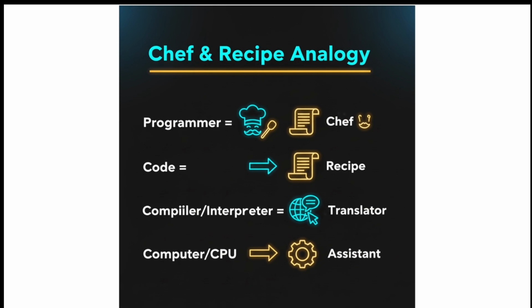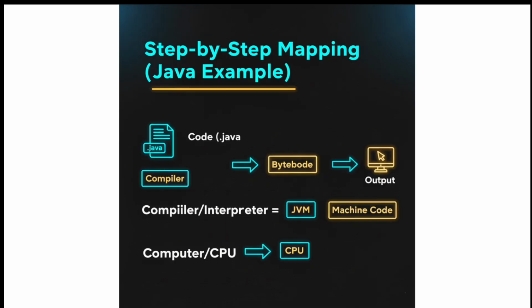Now let's map this analogy onto Java. We first write our Java code in a .java file, where .java is the extension for the Java language. That's like a chef writing a recipe in English. Now the Java compiler, called Javac, translates the main Java code into Bytecode, which gives us a .class file. Think of this as the translator turning the recipe into precise instructions.